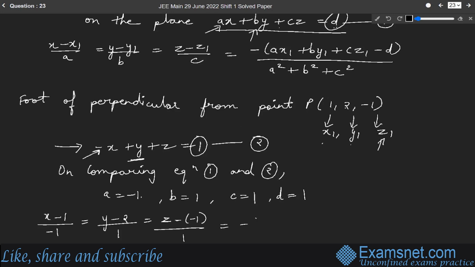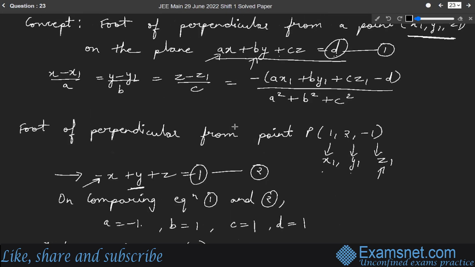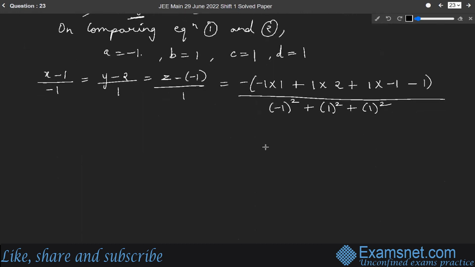The value of c is 1. It is equal to minus of ax1. Ax1 means a into x1, okay? So what is a? A is minus 1 into x1 is 1. Plus by1 means b into y1. The value of b is 1 and y1 is 2. Plus cz1. C is 1 and z1 is minus 1. Minus of d. D is 1. And whole divided by a square plus b square plus c square. So what is a? A is minus 1. So minus 1 square plus b square. B square will be 1 square and c square will be also 1 square. Okay. What we have done is we have substituted all the values in the given formula. Okay, so now we have to further simplify this.